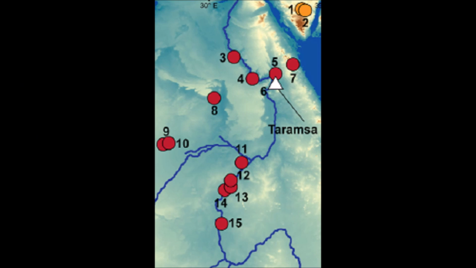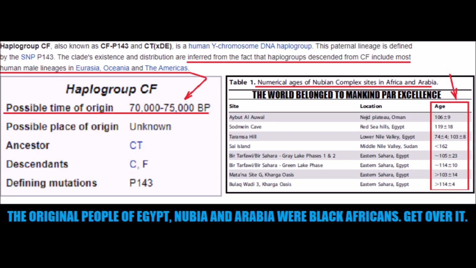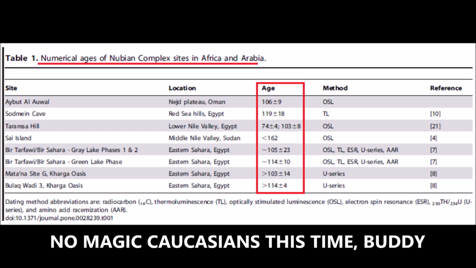These people were living in the exact same locations that people are living today and have always lived throughout history. We see that they were in Upper Egypt. They were also in Sinai, Oman, and Ethiopia. This was long before Caucasians and Asians existed. It's important for us to note that. And when we take a look at these numerical ages of the Nubian complex in Africa and Asia, we see ages of up to 114,000 years ago.